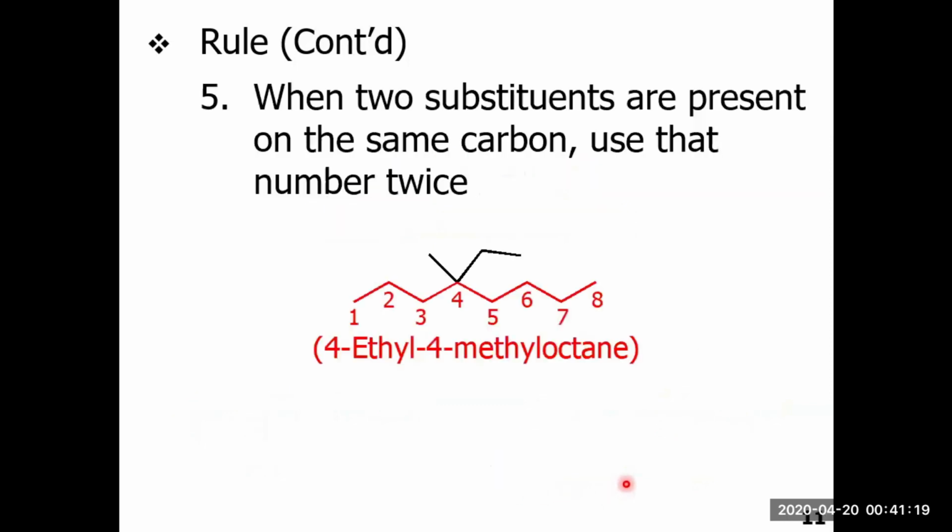Now, if I have, for example, 2 alkyl groups attached to a single carbon, then you have to write the number twice. For example, you have this 4-ethyl-4-methyloctane. At carbon 4, you have an ethyl group and you have a methyl group. So 4 is actually used twice. So 4-ethyl-4-methyl, because it tells us at carbon 4 you have an ethyl group, and at carbon 4 as well, you have a methyl group.